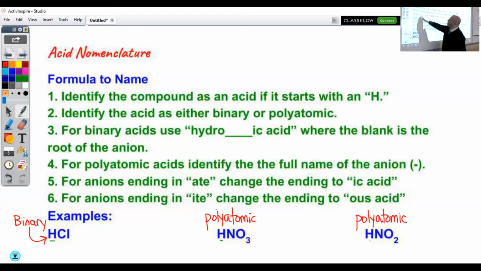Okay, for binary acids, we are going to use this kind of formula here. Hydro, and then blank, depending on what that element is, ic acid, where the blank is the root of the anion. So in the case of HCl, we're going to say that this is called hydro, and then because Cl is chlorine, we're going to call it hydrochlor. We use the root of that word, hydrochloric acid.